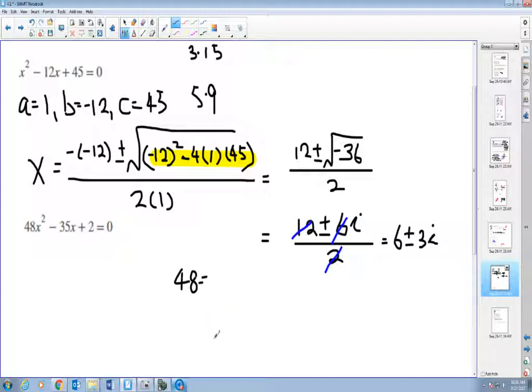Well, 48 besides 6 times 8. I can use a 4. 4 and 12, that's still not going to together equal 35. 3 and 16 maybe? That's 19. No. 2 times 24? No, that's 26 if I add them. So this one again cannot be factored.